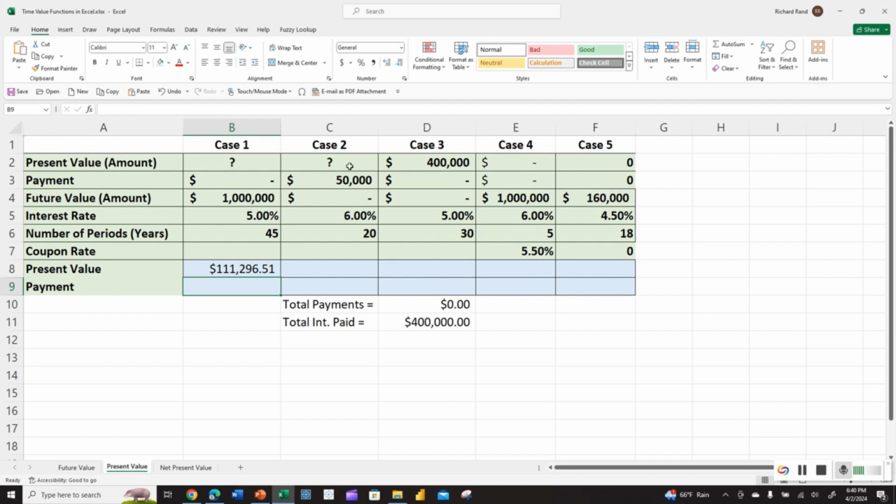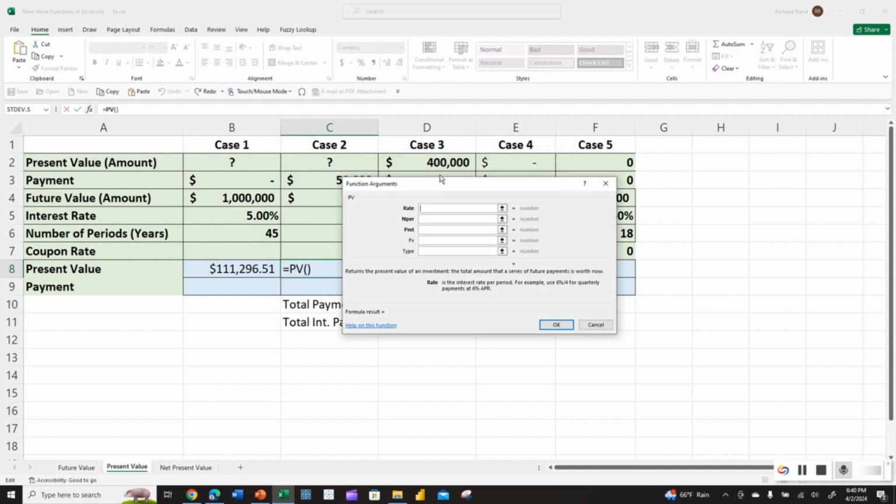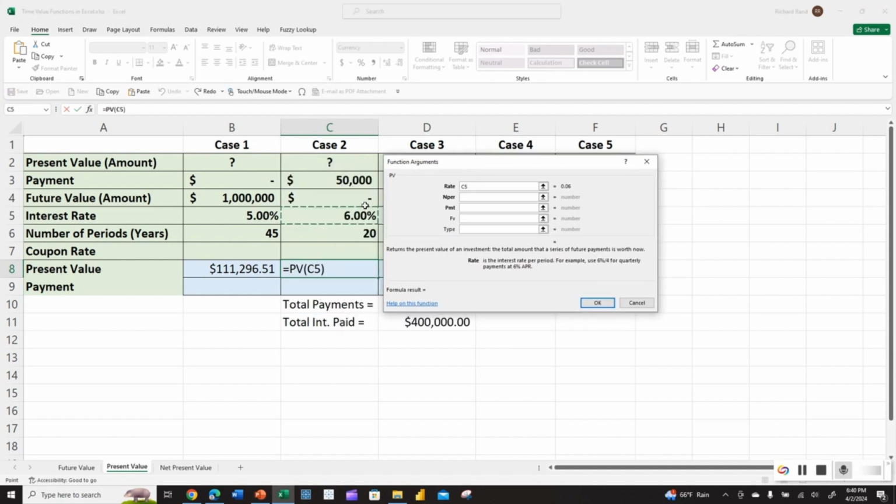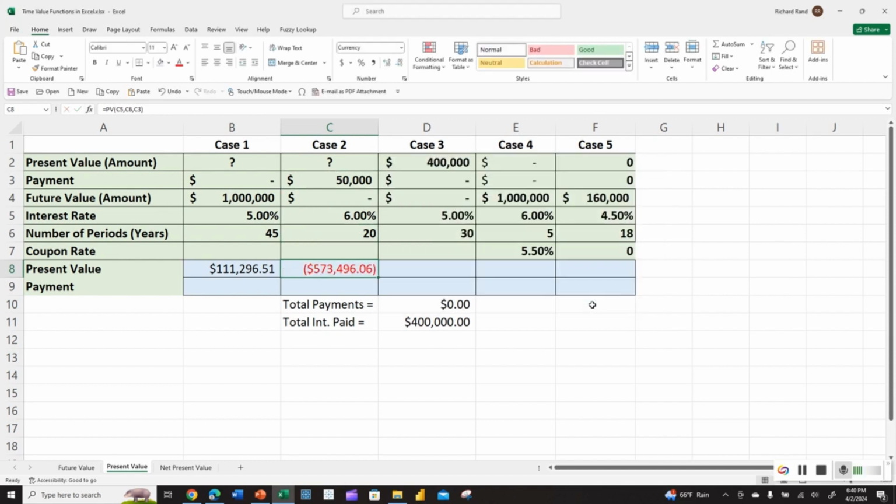So in the second case, we're going to invest $50,000 a year for 20 years at 6%. So what do we get there? Same thing, equals PV, Control A for our dialog box. Our interest rate is 6%, our number of periods is 20, our payment is 50. There is no future value. We just hit OK. And we end up with, again, I keep forgetting to put the minus sign in there, $573,496 if we invest $50,000 for 20 years at 6%. So that's the present value of that.